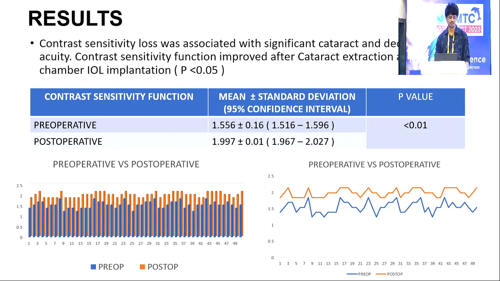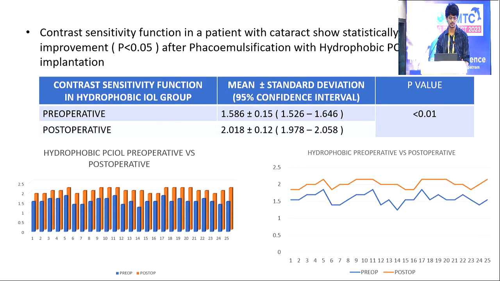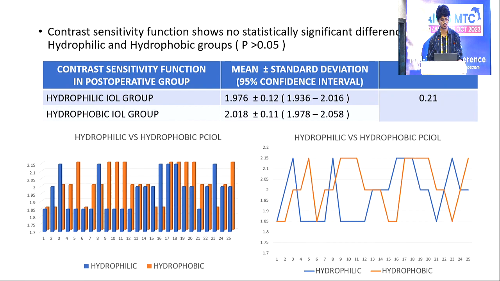Pre-operatively and post-operatively there is an increase in the mean contrast sensitivity in logMAR units, and the p-value is very significant. In both the hydrophilic and hydrophobic groups, there is a significant improvement in contrast sensitivity with a significant p-value. But the intergroup comparison between hydrophilic and hydrophobic acrylic lenses shows no significant difference between them.